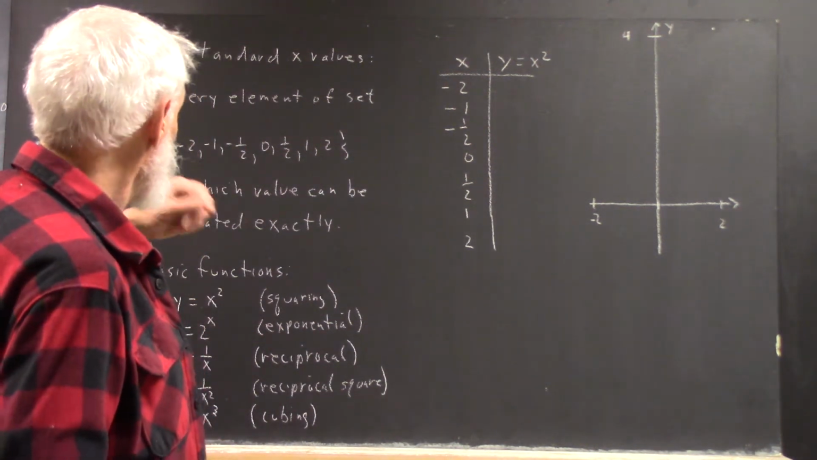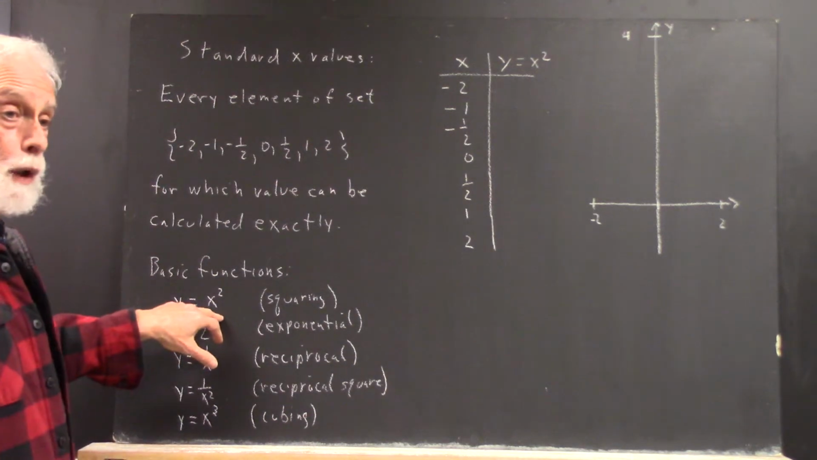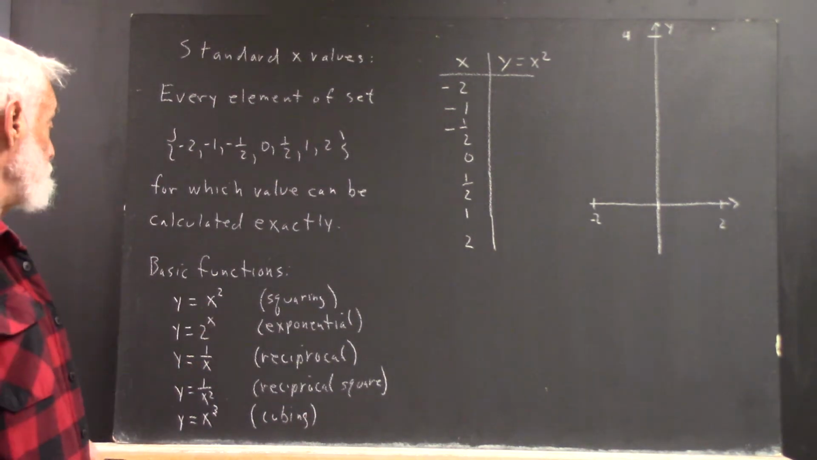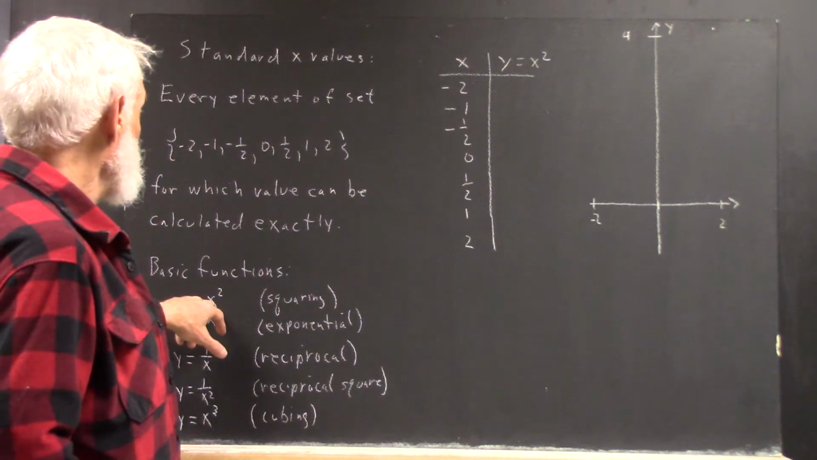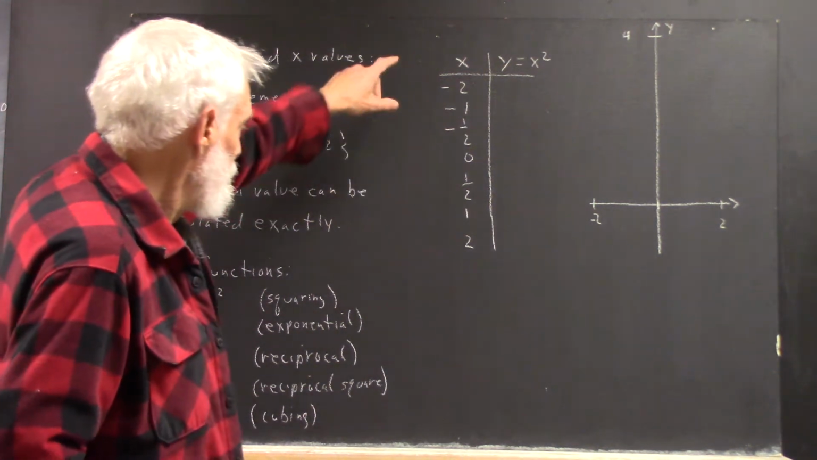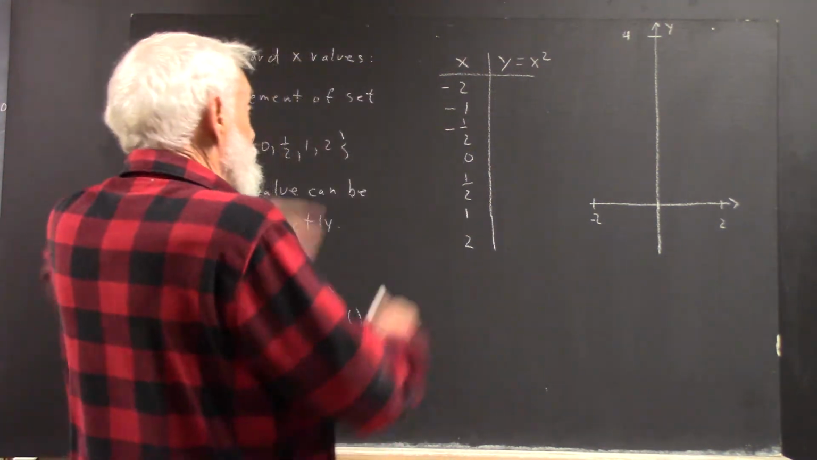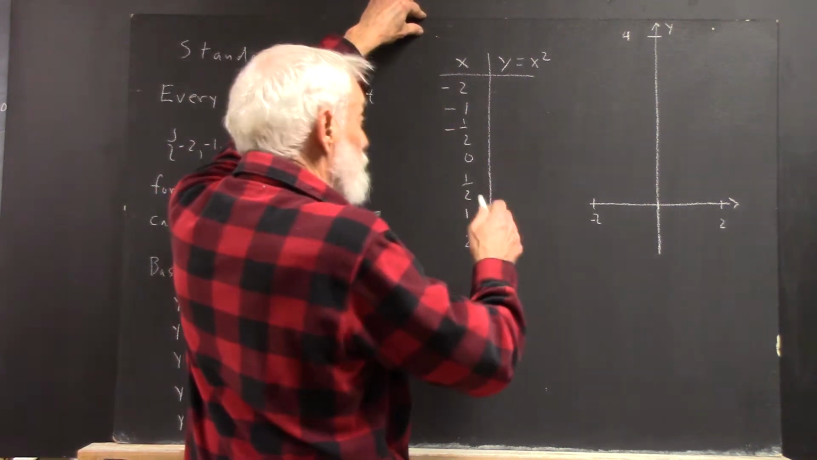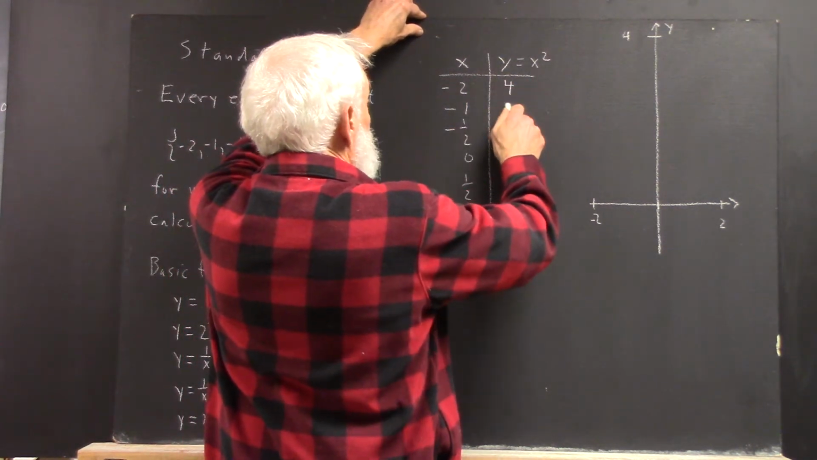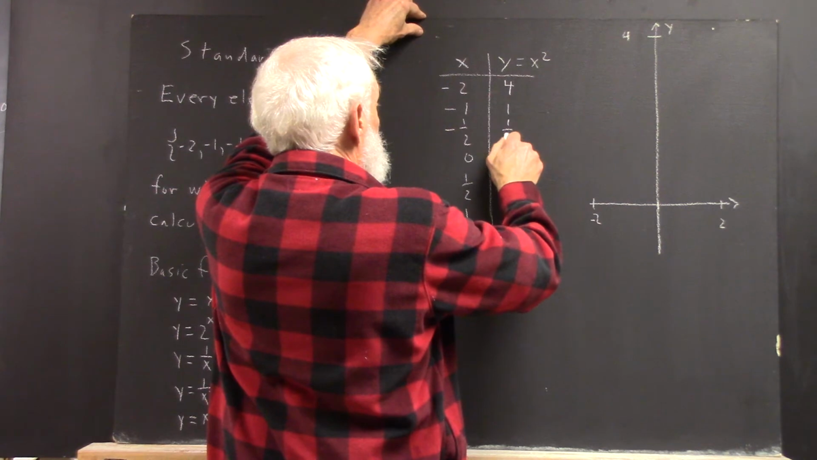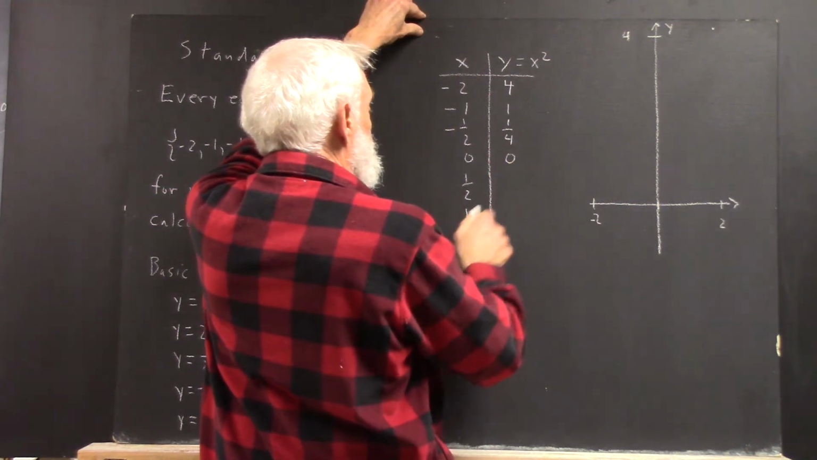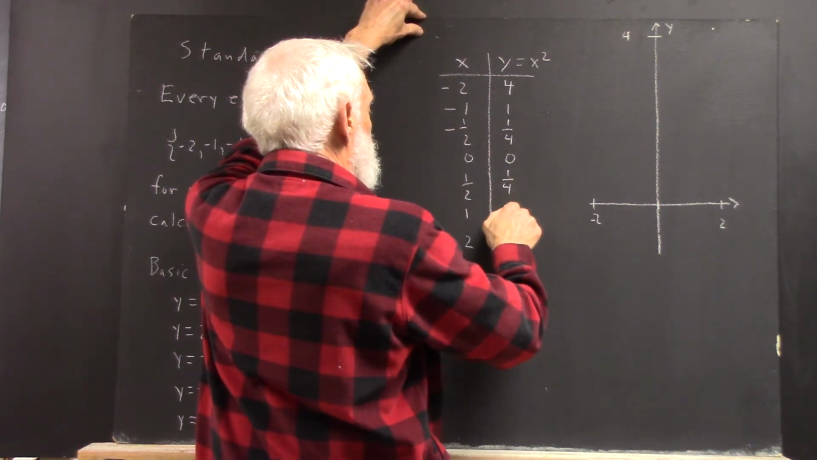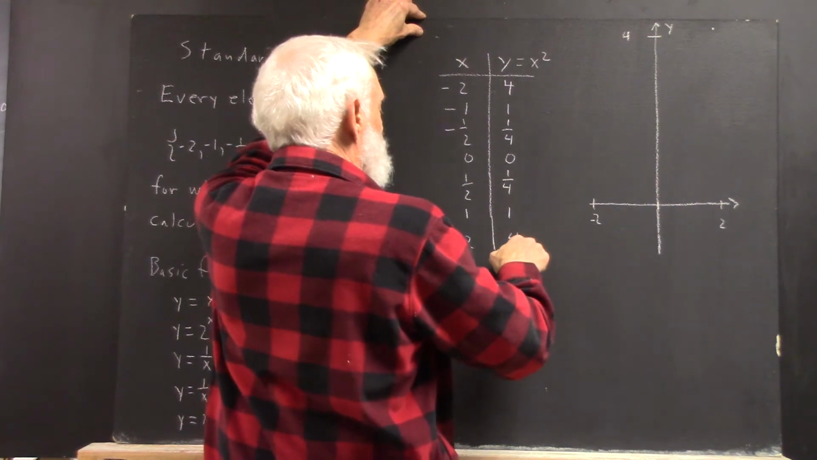Well, just to start, let's look at the function y equals x squared. The basic function is y equals x squared, and we're going to evaluate it at every one of these points. So, -2 squared is 4. -1 squared is 1, -1/2 squared is 1/4, 0 squared is 0, 1/2 squared is 1/4, 1 squared is 1, 2 squared is 4.